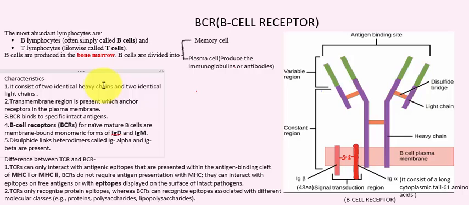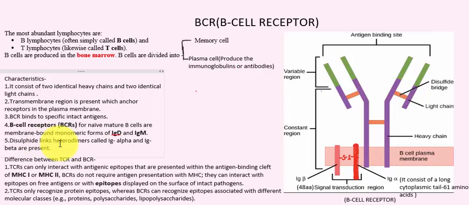It consists of two identical heavy chains and two identical light chains. These are two heavy chains and these are two light chains. The transmembrane region is present which anchors the receptor in the plasma membrane. This is the transmembrane region which anchors the receptor in the plasma membrane. The next point is BCR binds to specific intact antigen. The B cell receptor for naïve mature B cells are membrane-bound monomeric forms of IgD and IgM. So the antigen-binding site receptor is composed of membrane-bound immunoglobulin, that may be IgD or IgM.